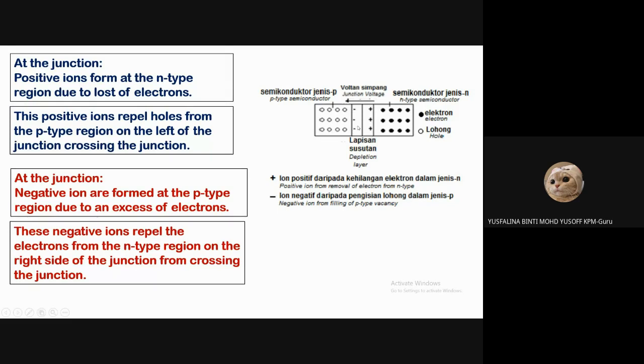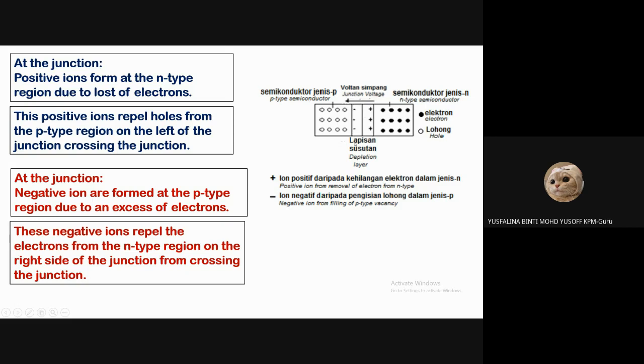So where does the excess of electrons come from? It comes from the n-type, the first part. The electron moves to the p-type, and the holes go to the n-type, right? Then we produce this one as a negative. So negative ions are formed at the p-type.